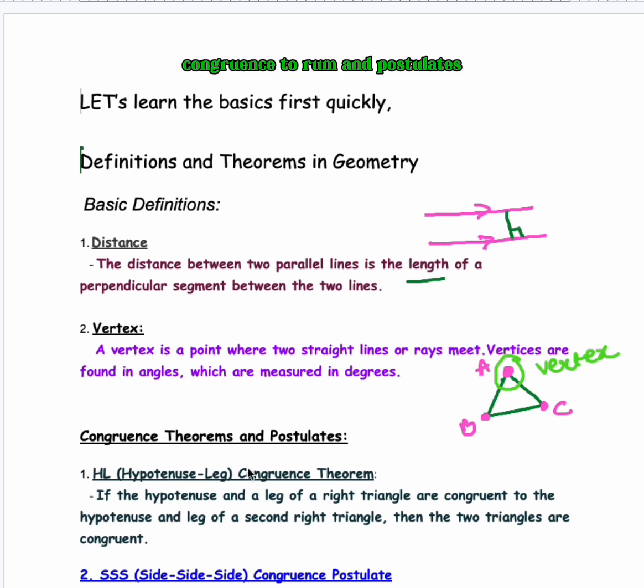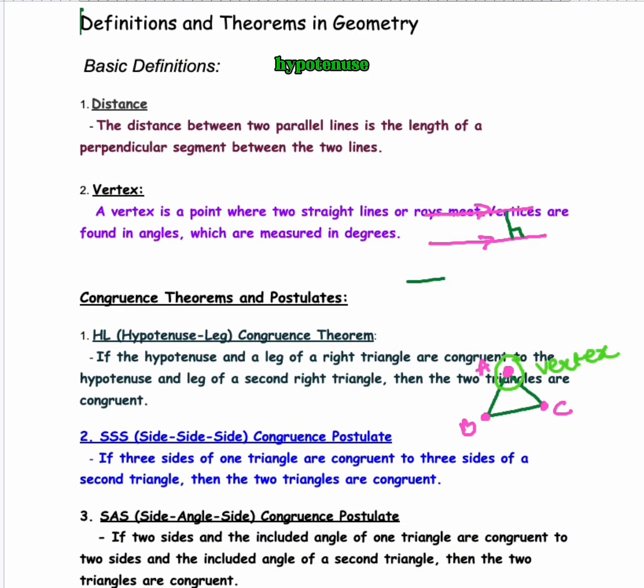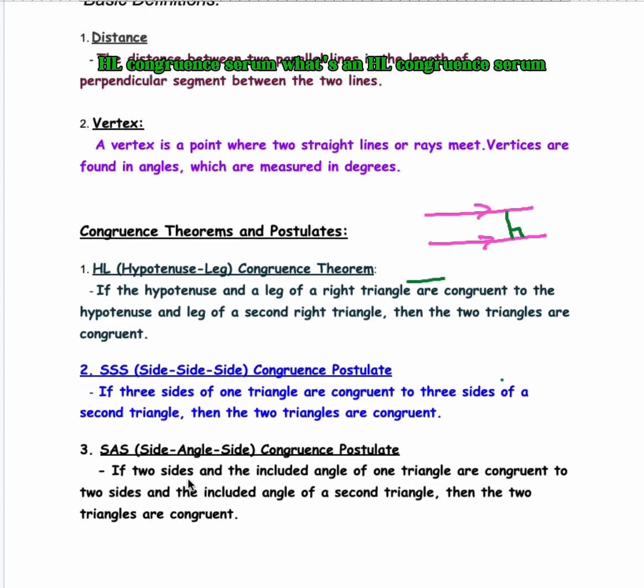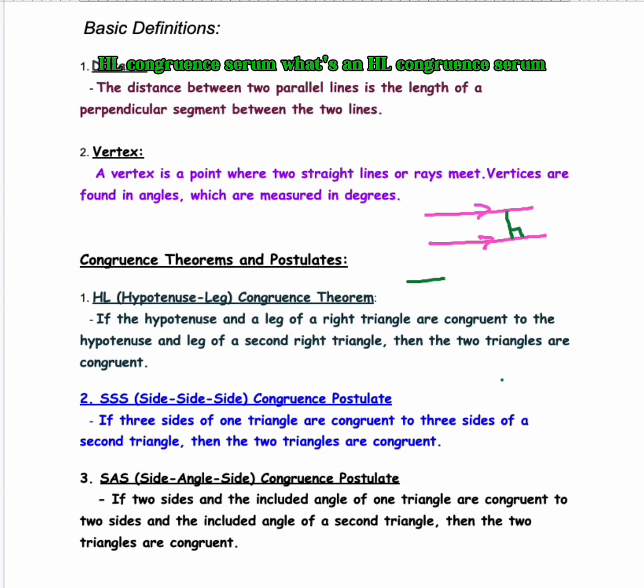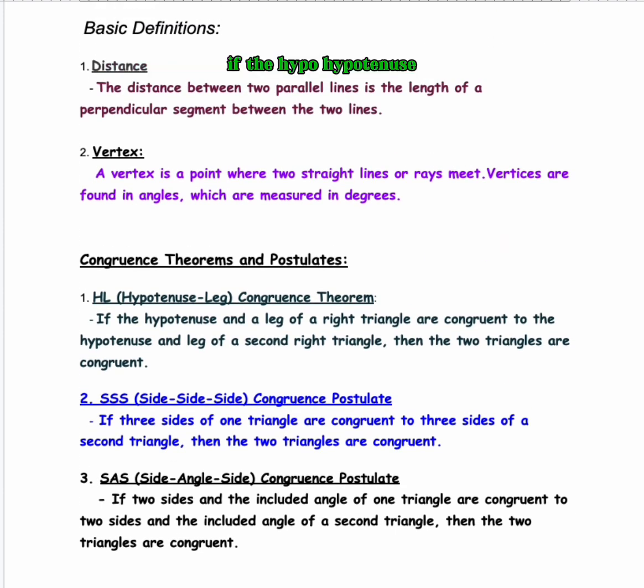Congruence theorem and postulates. Hypotenuse leg, HL congruence theorem. What's an HL congruence theorem? If the hypotenuse and a leg of a right triangle are congruent to the hypotenuse and the leg of a second right triangle, then the two triangles are congruent.